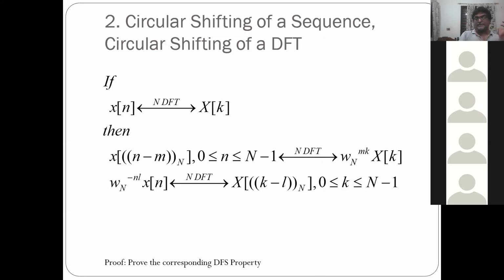Likewise, you would have seen the corresponding property for the discrete time Fourier transform. If x(n) had a DTFT given by X(e^j omega), then x(n minus nd), where nd is the number of samples by which the input sequence is delayed, will have a DTFT given by e raised to minus j omega nd into X(e^j omega). So this will give you additional phase information which relates to the number of samples by which it is shifted. So you have the corresponding property here.